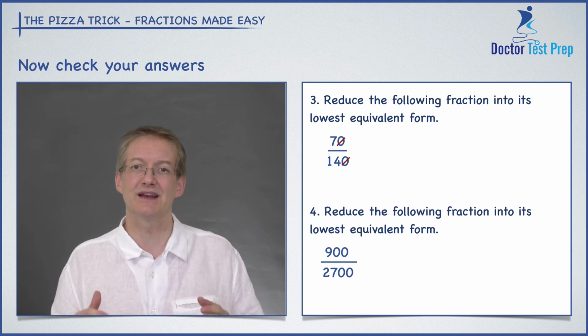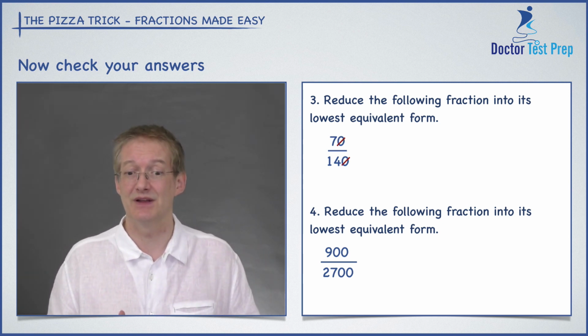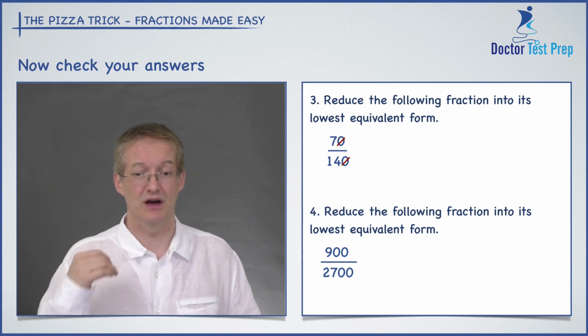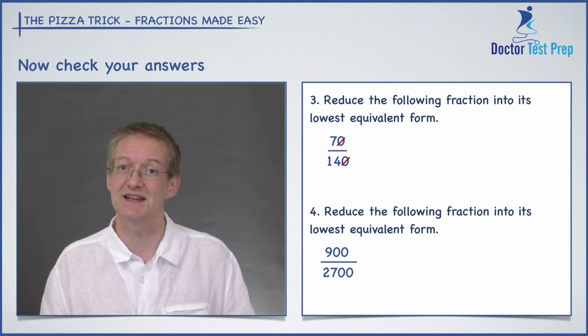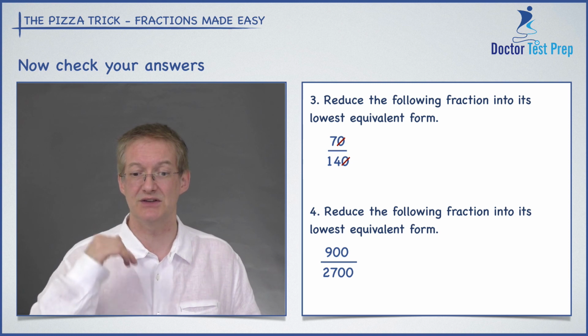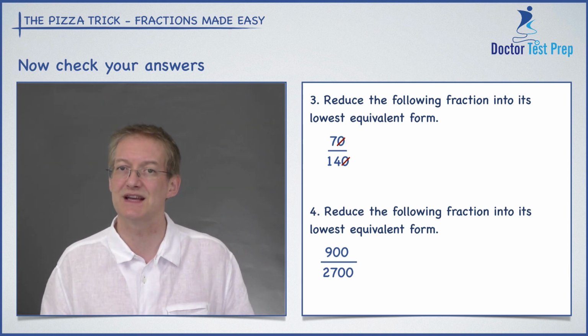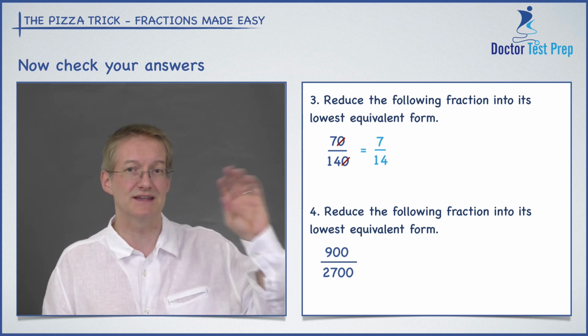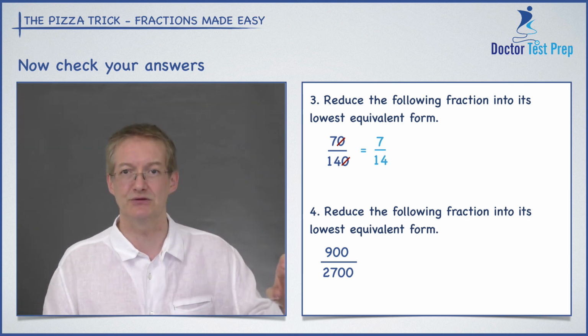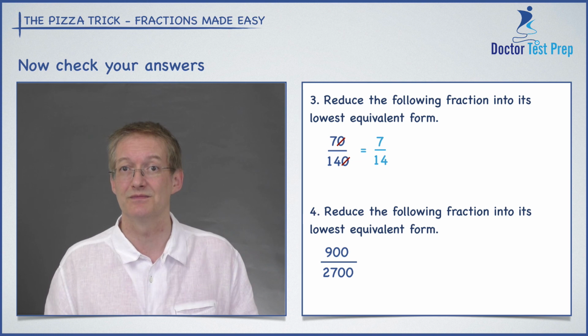What you're doing when you do that is dividing by 10. 70 divided by 10 is 7. 140 divided by 10 is 14. So it's really easy, you just cross those zeros out and you're left with 7 over 14. Now remember, you had to have a 0 at the end on the top and a 0 at the end of the bottom for this to work.